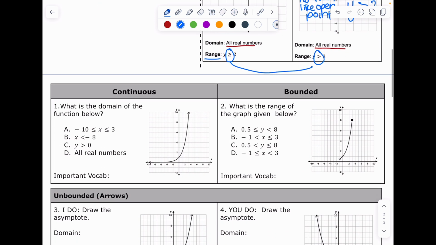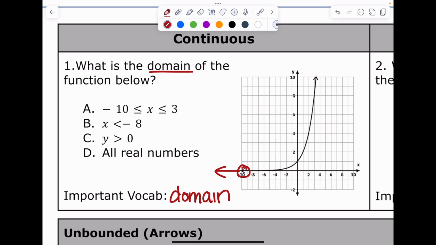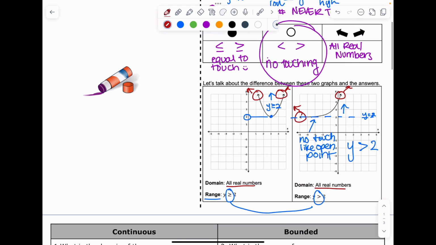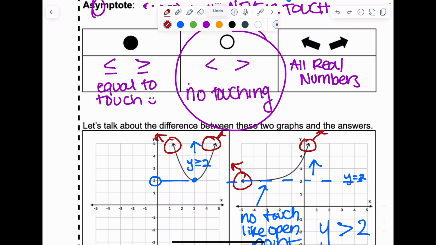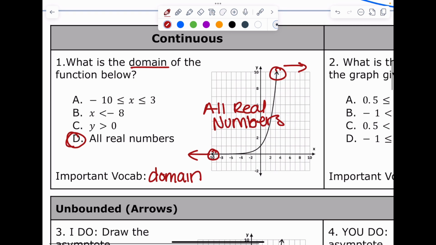So let's try some examples. What is the domain of the function below? My important word is domain. Domain is my x values. I have an arrow pointing to the left, and I have an arrow pointing to the right. If I have two arrows, my answer should be all real numbers. That means my answer should be D.